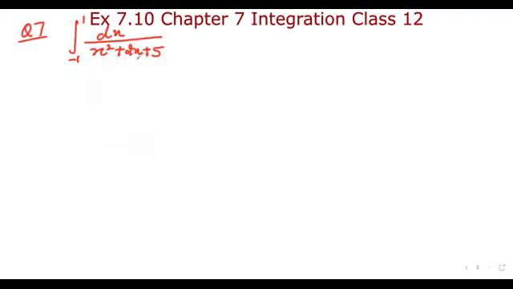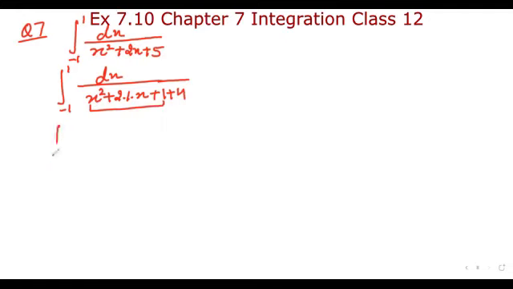Here I have x square plus 2x plus 5. I can easily complete the square here. So this will be dx upon x square plus 2 into 1 into x. In the x term we need 2, so 2 is already here. So 5 I can write as 1 plus 4. Right? These 3 will become integral from minus 1 to 1 dx upon x plus 1 whole square plus 4, which I can take as 2 square.